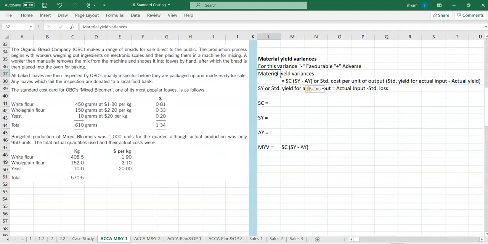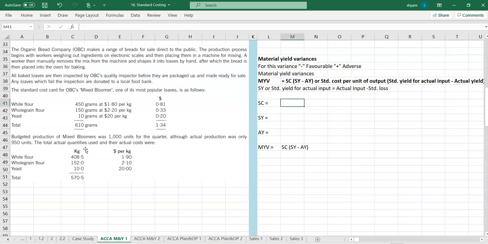I think now it is clear. So material yield variance you can work out like this. We can put it like this: standard cost per unit of output into standard yield for actual input. What should have been the output for the actual input, and what is the actual output? That's what we are trying to find out.